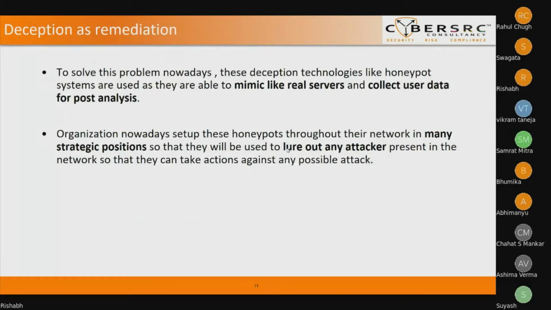So with all of this information, let me present you a better remediation to the security risk, which is deception technologies. Currently, deception technologies like honeypot systems are used where they are able to mimic a real server and collect user data information for post analysis. Also, organizations set up these honeypot systems throughout their network in many strategic positions so that they can lure out any attacker present in their network for taking actions against any possible attack in the near future.